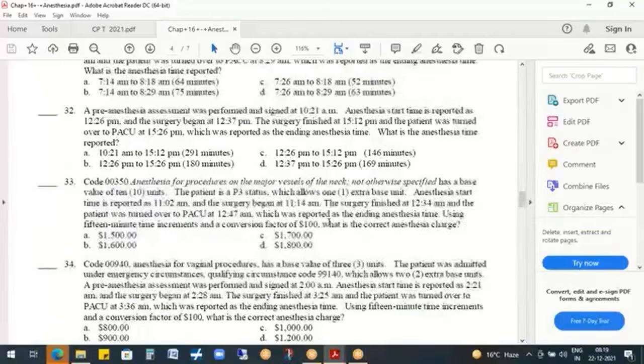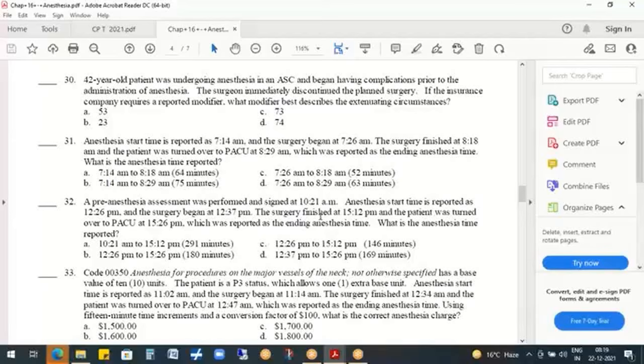We will calculate the time related questions. Now, can you see question number 31, everyone? What is the anesthesia start time in this question? First try to read the question. 7:14 a.m. is the start time. When the procedure is started, 7:26 a.m. When the surgery is completed, 8:18 a.m. Post anesthesia care unit, when he left the patient, 8:29 a.m. Now, if I want to report for the anesthesiologist, what is the start time and what is the end time?